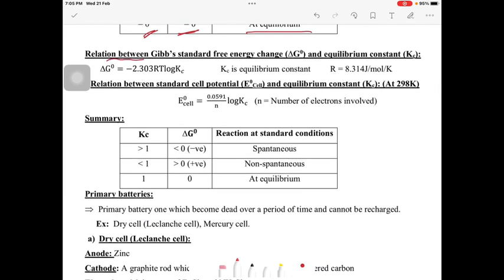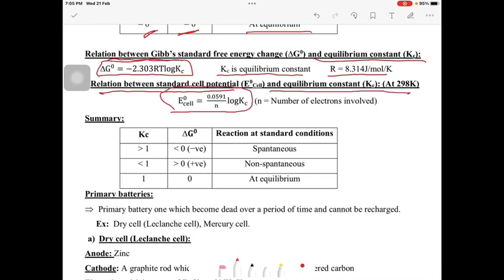Next, take the relation between Gibbs standard free energy change and equilibrium constant. That is delta G naught is equal to minus 2.303 RT log Kc. Kc is the equilibrium constant. R is 8.314. Relation between standard cell potential and equilibrium constant: E naught cell is equal to 0.059 by n log Kc. Here n is the number of electrons involved.